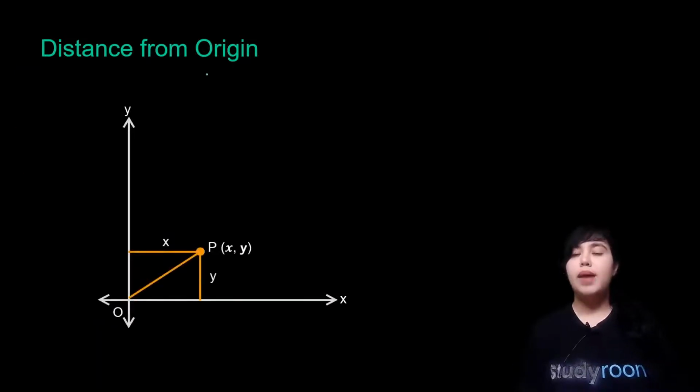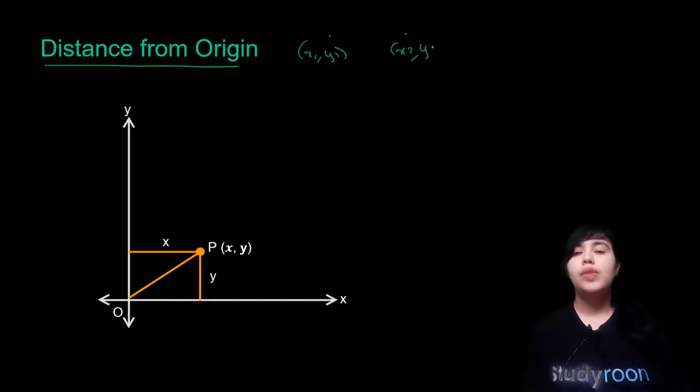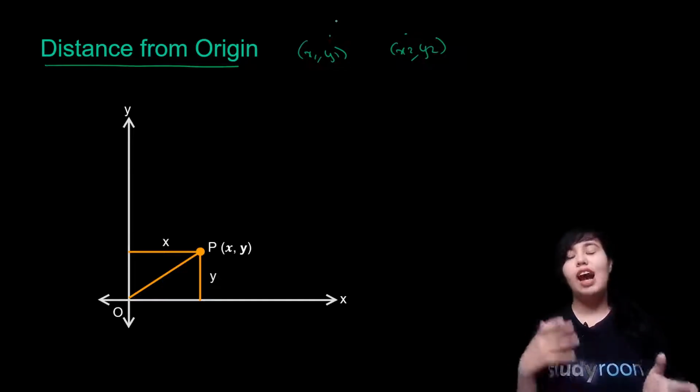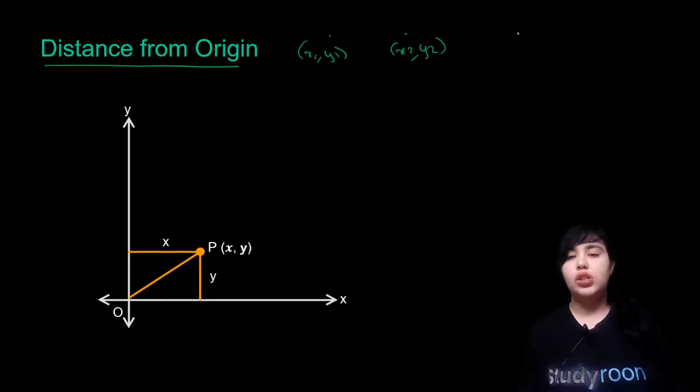Now here is a special case of the distance formula, which is distance from origin. Trust me, it's much simpler than the distance formula itself. So far we've been taking 2 points, right? One point was x1 comma y1, the other point was x2 comma y2. Now I'm saying that one point is x1 comma y1, and the other point is the origin, which has coordinates 0 comma 0.